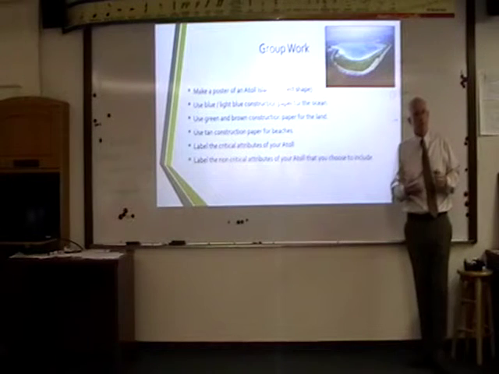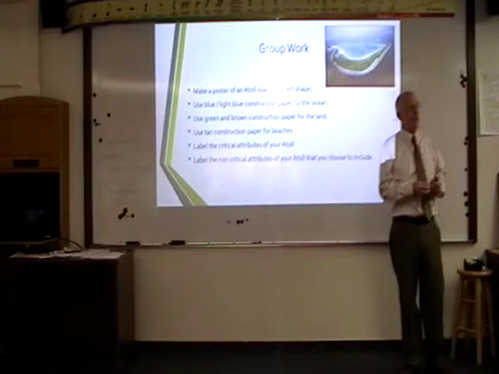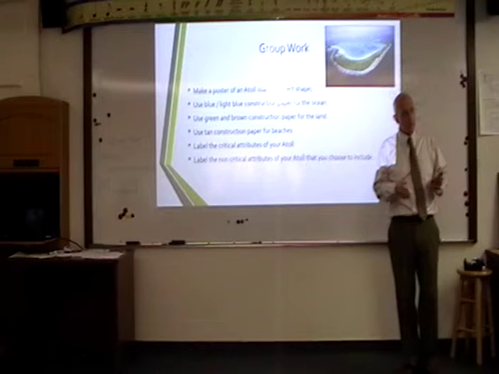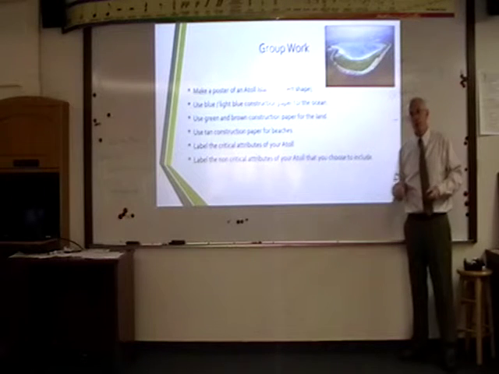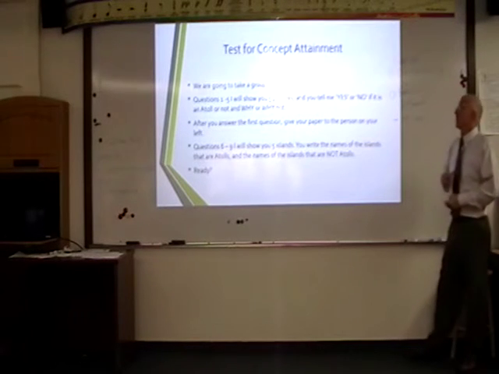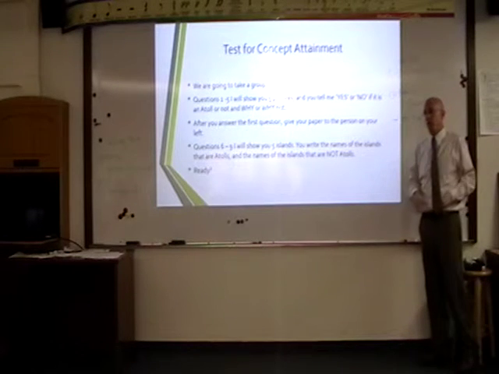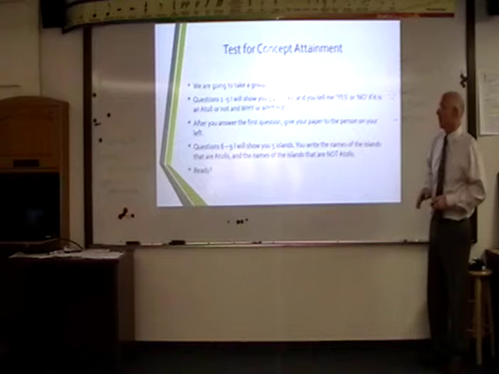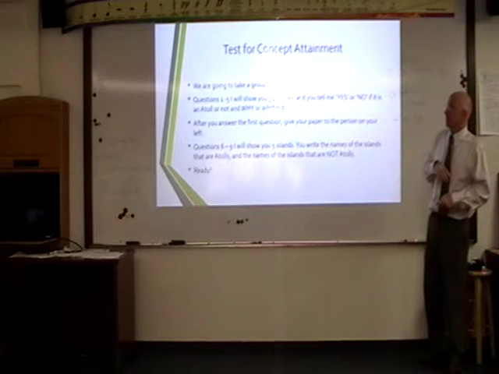If we were going to keep going with this lesson, I would have you get into groups, and with some construction paper, I would like you to make an atoll island. Blue and light blue for the ocean, green and brown for the land. You can make the atoll and label the critical and non-critical attributes. The test for attainment would be a little quiz that you take in a group. I'm going to show you 5 pictures, and you say yes or no if it's an atoll. Then I'm going to show you 5 more, and you tell me the names of the islands that are atolls. Okay, ready?